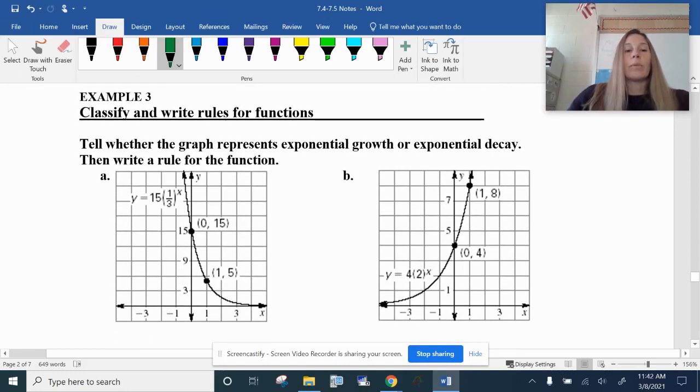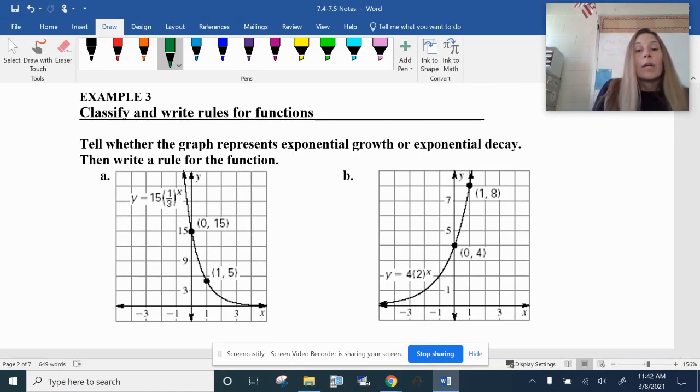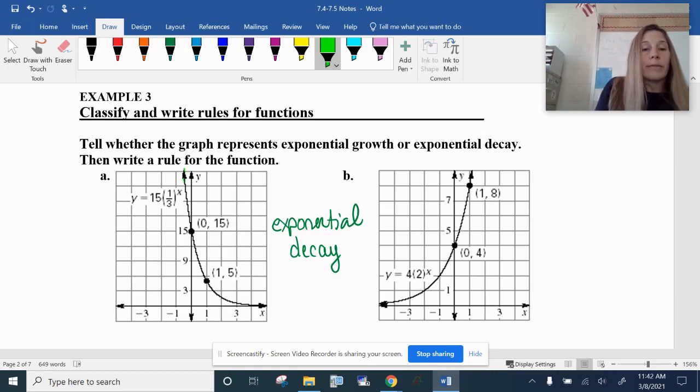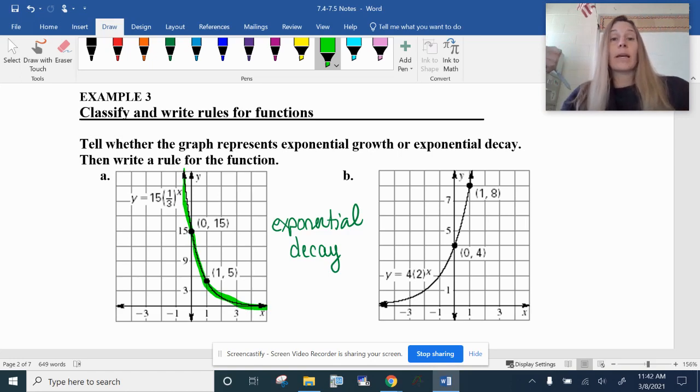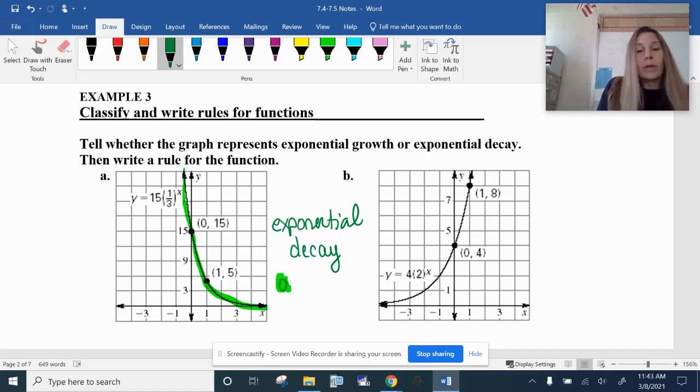Okay, so let's talk about how we would classify and write rules for functions based on looking at the actual graph. So if I look at this first example, in example A, I can clearly see that this is exponential decay. And the way I can tell that is because I can look at this graph and I can see that the curve is trending downward or decreasing as I read it from left to right. Now, a couple things. Your A value here is going to be that y-intercept. In this case, that's a 15.